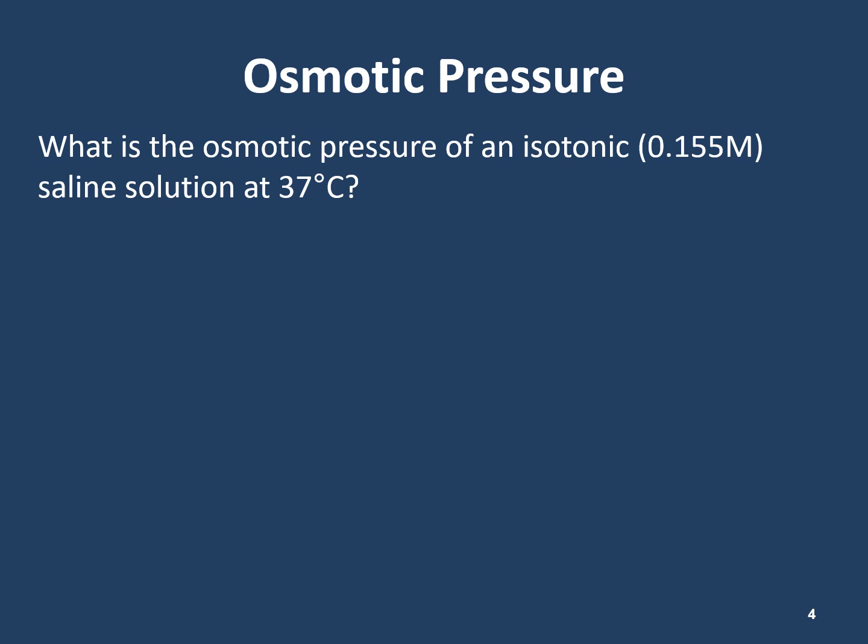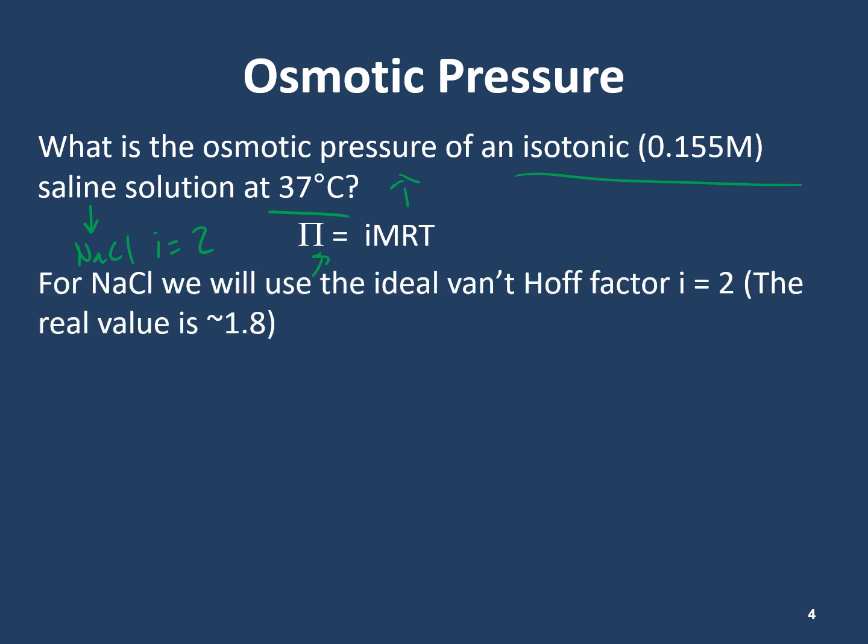So let's do a calculation. We want to know what the osmotic pressure is of an isotonic solution of 0.155 molar saline solution, so that means NaCl, at 37 degrees Celsius. We know that the osmotic pressure equation looks like that. We know that the ideal i value for NaCl is 2. We're going to assume 2 because the problem didn't tell us what the real value of i was. If I told you that the real value is 1.8, then you should use 1.8. But since it wasn't given in the problem, we'll just use 2.